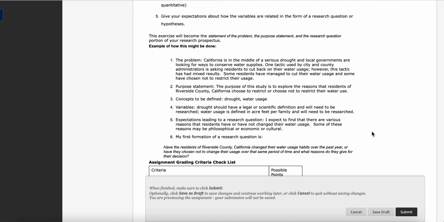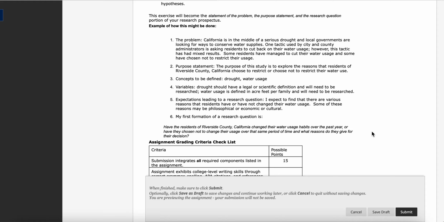Expectations leading into a research question. I expect to find that there are various reasons that residents have or have not changed their water uses. Some of these reasons may be philosophical or economic or cultural. And my first formation of a research question, and this is so important: have the residents of Riverside County, California, changed their water usage habits over the past year, or have they chosen not to change their water usage over the same period of time? And what reasons do they give for their decisions?